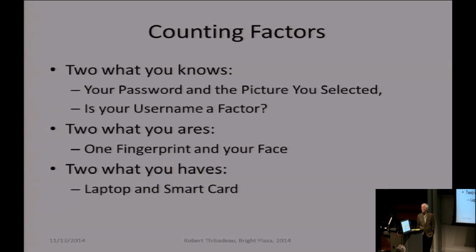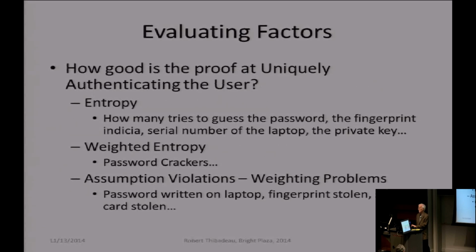So you can notice that you can count lots of factors all the time. So you could have two what you knows. You could have a password and a picture that you selected, and those would be two factors that are what you know factors. And then there's this, is your username a factor? And I think it plainly is, okay. There are many cases of two what you are's, two what you have's. You could have 3, 4. So typically you can look at a user authentication problem and you can say, oh, well, there are really 5 factors here, or there are really 2 factors here, there are really 6 factors here. Depending on how you analyze how somebody's doing user authentication, you might have a number of factors.